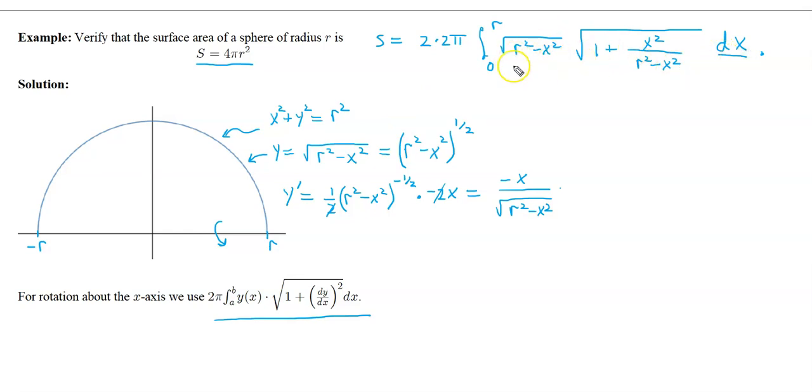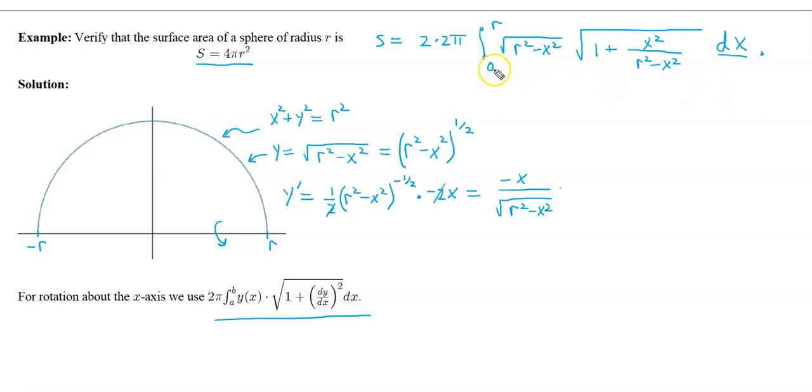So we need everything in terms of x, so we wrote what the y is in terms of x. So right there it is. We have to square the derivative right here. And when we square this term, we get x squared over r squared minus x squared. Notice how the square root went away because we're squaring it. And so we have to simplify this right here and evaluate it.